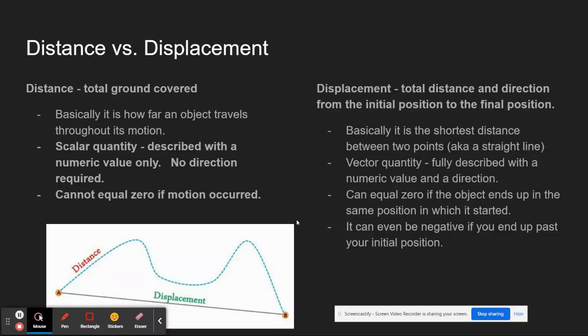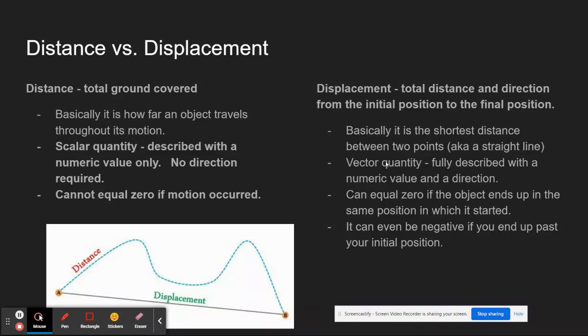Now, displacement, that's another vocab term we're going to have. This is something you're probably not as familiar with. It's the total distance and direction an object travels from its initial position to its final position. Basically, it's the shortest distance between two points. So if I walk this path here, that's a long distance. The displacement is just that straight line. It's how far I am from where I started to where I finished, and in what direction. So this is my displacement because it's from where I start to where I finish. The distance would be significantly more because it's not a straight line. I walk that whole path.